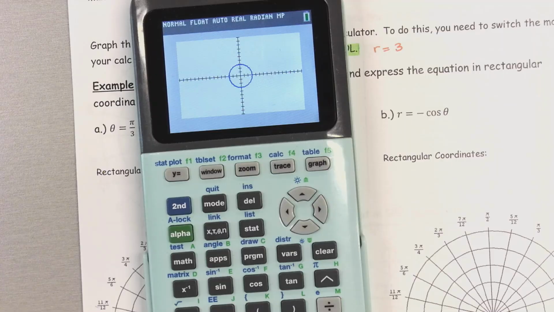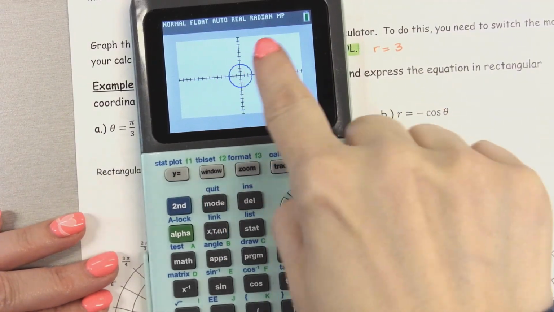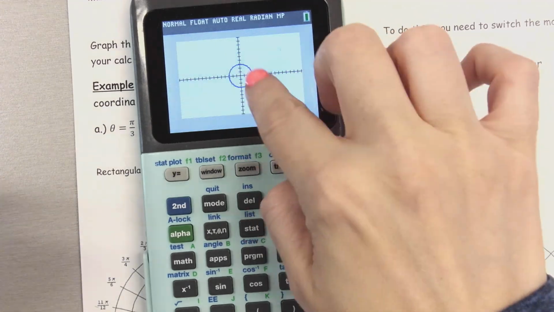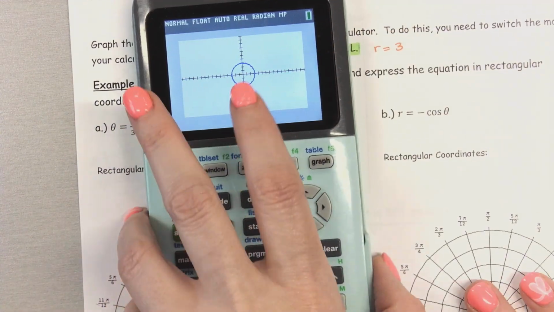Okay, and sometimes depending on your calculator, it's hard for it to get those round edges exactly. So depending on what model you have, you may have a sharper circle.